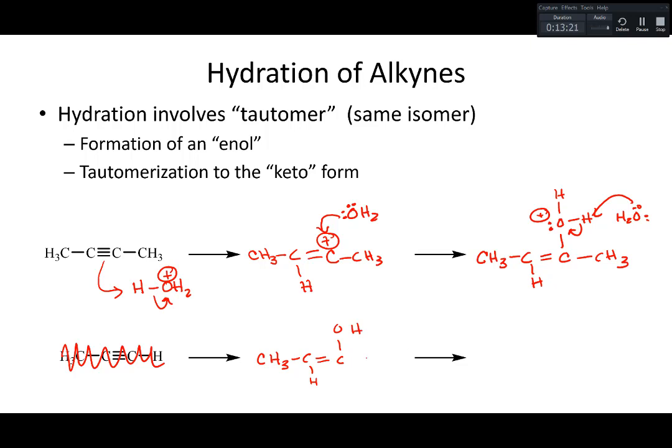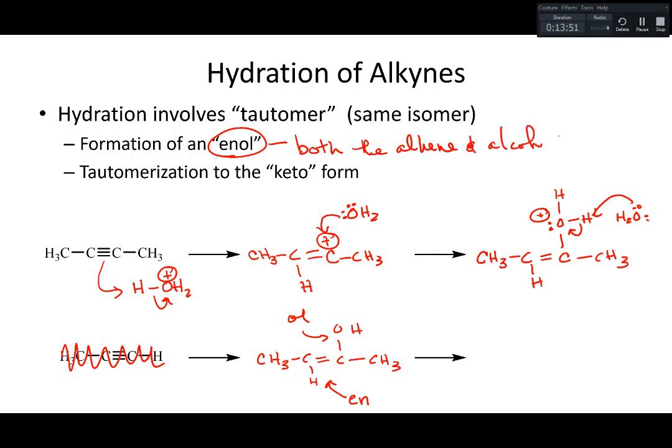And this is known as an enol. This is an ene, right, an alkene, and this is an alcohol, like that, an OL. So the name for that is an enol. It has both the alkene and alcohol in it. Now, when you look at this, it turns out that the final product is going to be this.